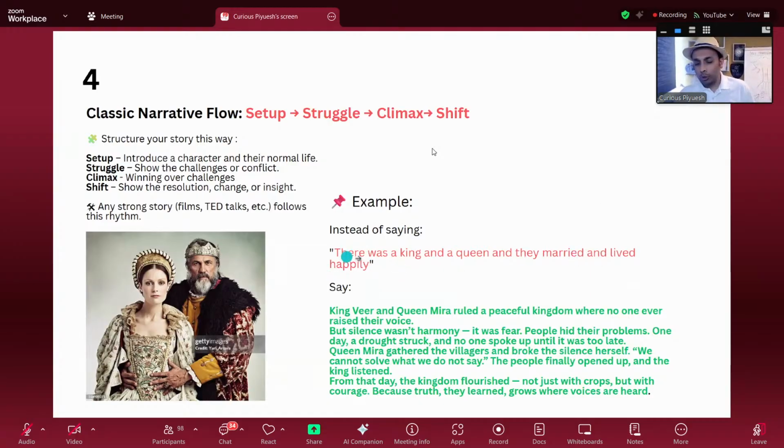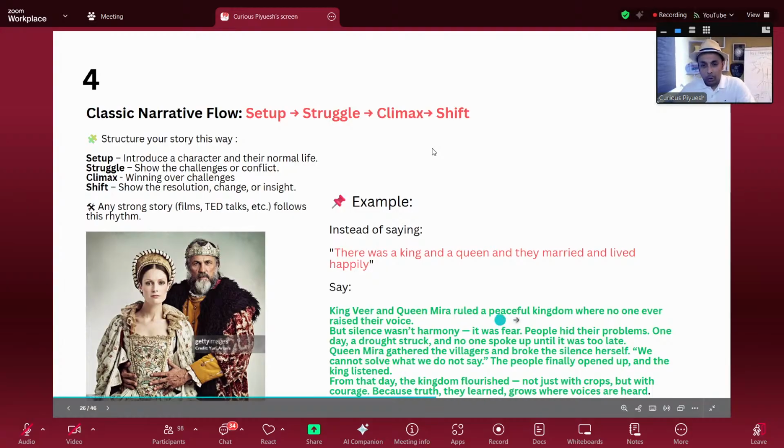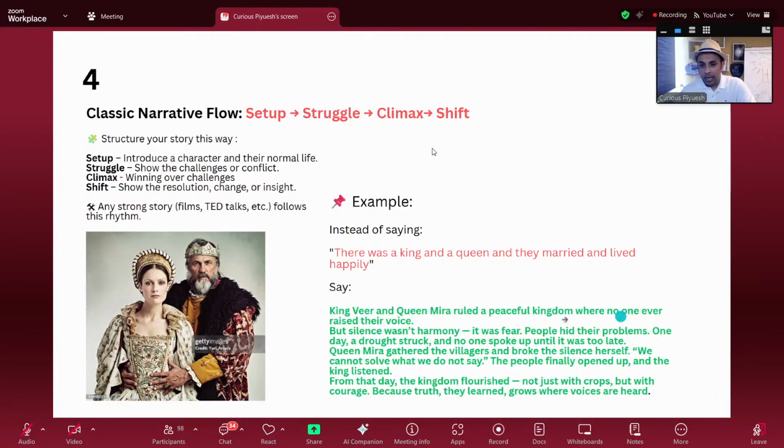Now, if I would show this line, this is boring. Now see, can I change this into this formula? Read the first line. King Veer and Queen Meera ruled a peaceful kingdom where no one ever raised their voice. The setup, I am setting up. But silence wasn't harmony, it was fear. People hid their problems. One day a drought struck and no one spoke up until it was too late.